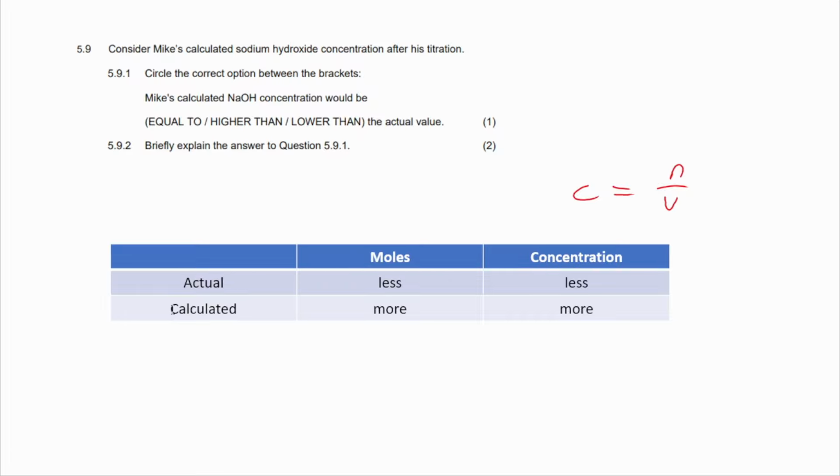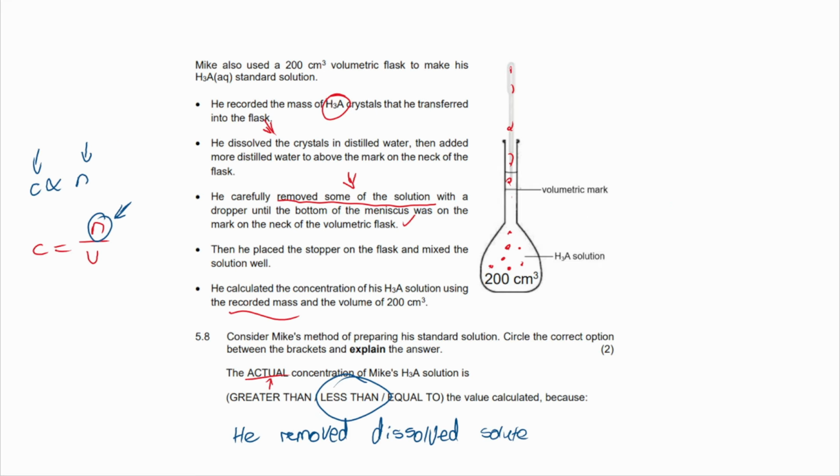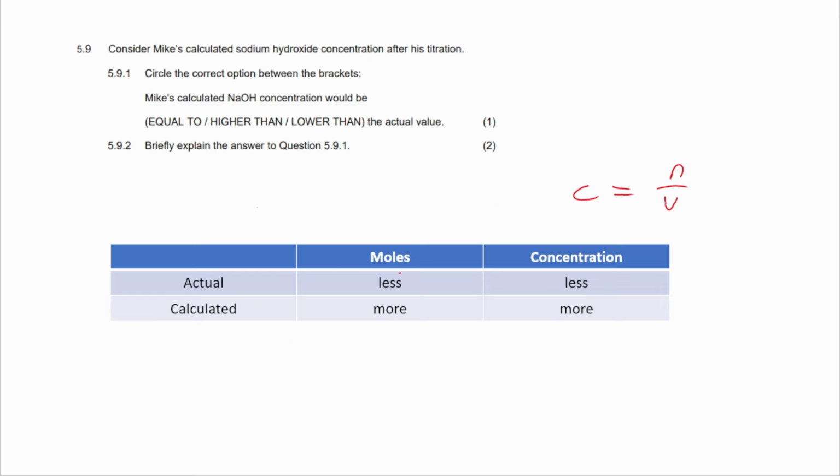Okay, so when we look at what he calculates, he's not taking into account that he actually has less. So all of these calculations are going to be more. So he's going to calculate more. What's important here is this is for his aqueous solution of the acid H3A. So the actual concentration of this solution is going to be less than the calculated concentration.